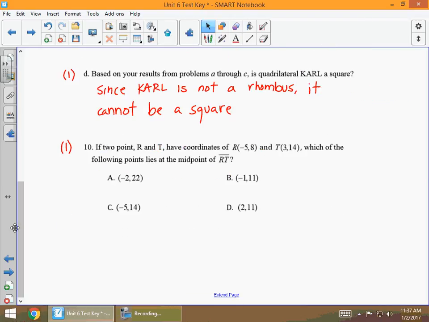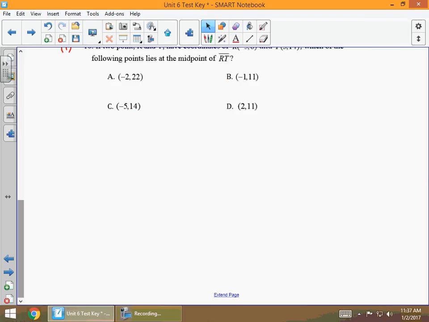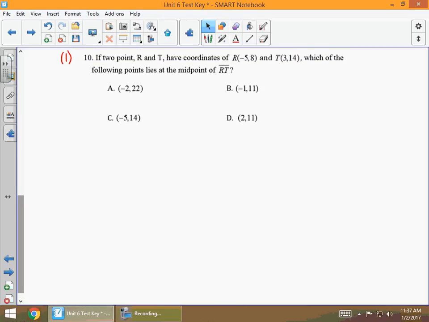And then the very last question is a multiple choice question, and it's worth 1 point. It says if points R and T have the coordinates negative 5, 8 and 3, 14, which of the following points lies at the midpoint? So in order to find the midpoint, I have to find the average of the x's. So add them up and divide by 2. Find the average of the y's, which means add up my y values and divide by 2.